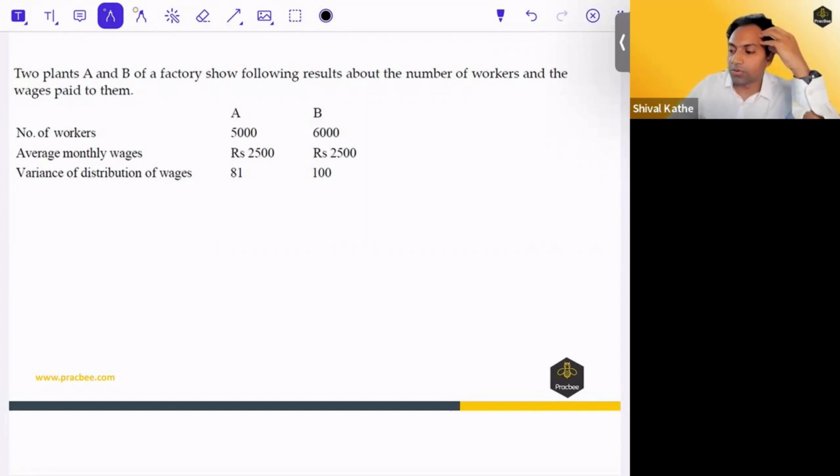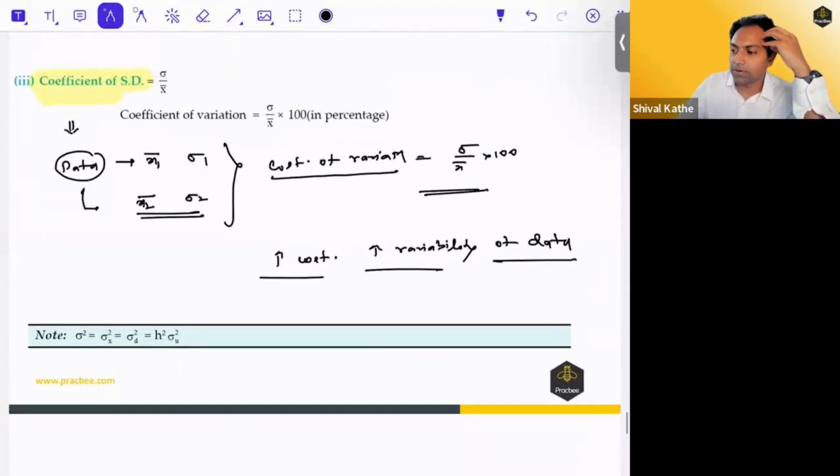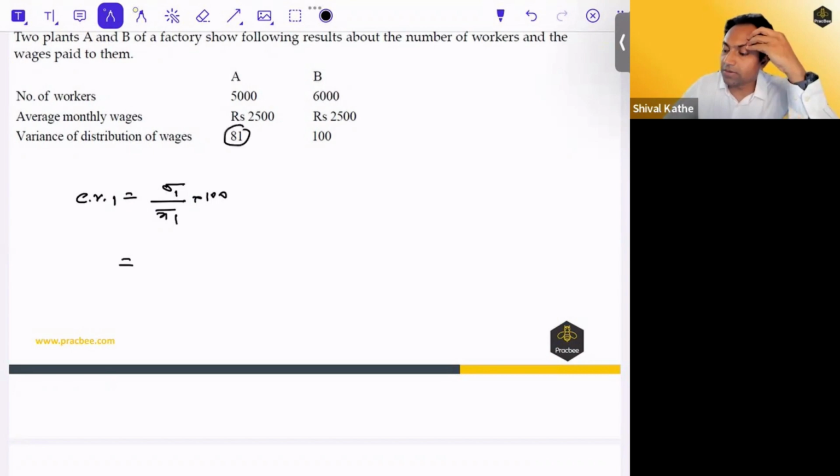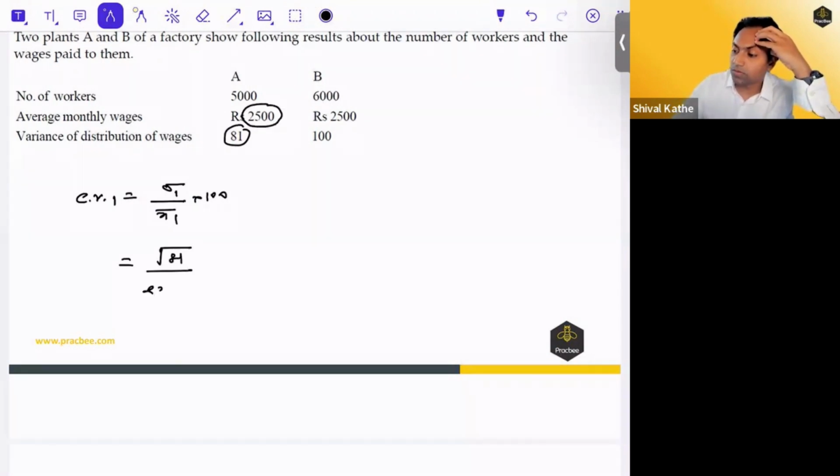So the thing that you are going to do is find the coefficient of variation for the data. That is sigma by x bar into 100. This was the formula. Now from here, the variance of the data is given as 81. Sigma square is equal to variance, so root of 81 will be sigma. And the average monthly wage paid is 2500. So this becomes 9 by 25.